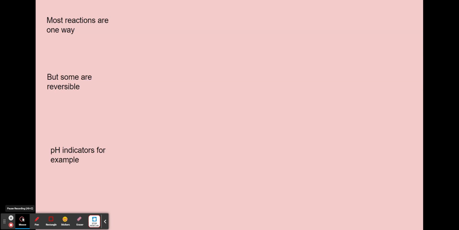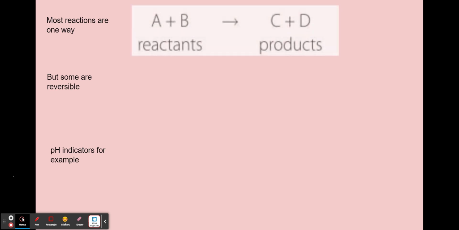Okay, folks, this is the first video about reversible reactions, which applies to everybody. Remember, when you see a chemical reaction, mostly the arrow points to the right, and that's it. In other words, most reactions are one way.